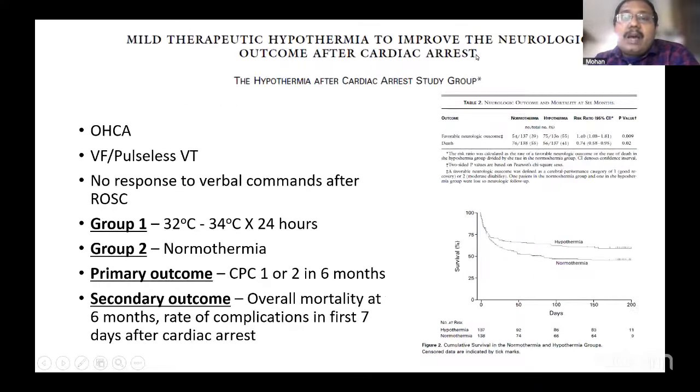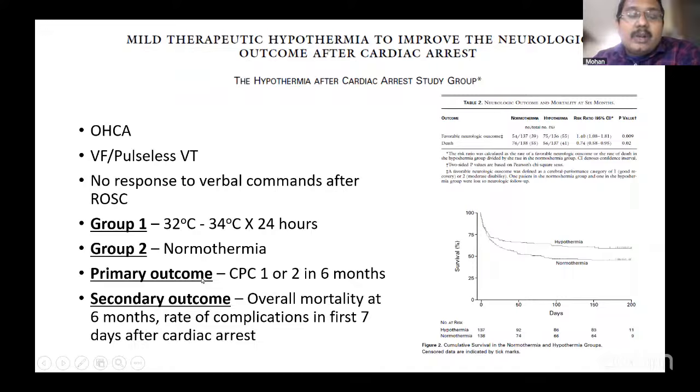At the same time, another trial got published, which is the HACA trial. Similar to Bernard's trial, they took patients who sustained out-of-hospital cardiac arrest and presented with VF or pulseless VT, and after ROSC had no response to verbal commands. These patients were divided into two groups. Group 1 received 32 to 34 degrees for 24 hours, whereas in group 2, they achieved normothermia.